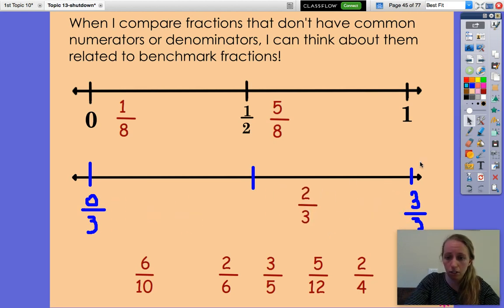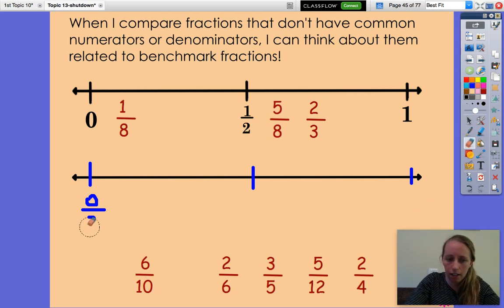So this number line is broken up into thirds, right? We don't have a tick mark right in the middle. So 1/3 would probably be about here. 2/3 would probably be about here. So we're comparing 2/3 to 1/8. 2/3 is definitely greater than 1/8 because it's further along on the number line. All right, on to our next fraction.